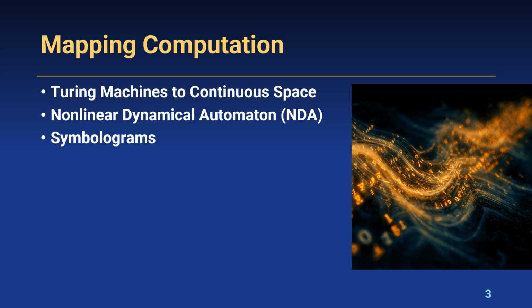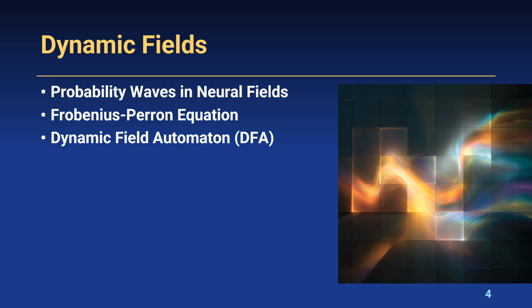This continuous representation of a Turing machine is then described by what they call a nonlinear dynamical automaton, or NDA. This NDA is a mathematical function that, in a continuous way, mimics the discrete steps of the Turing machine. Instead of jumping from one discrete state to another, the NDA smoothly transforms points within this symbologram space, reflecting the computational process.